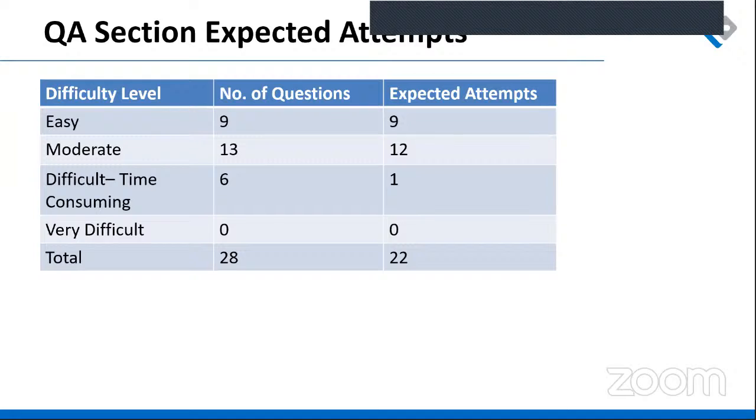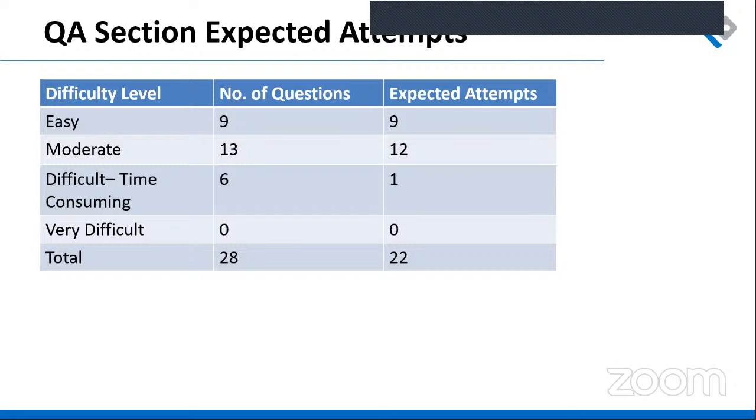Out of the 9 easy questions, I would expect all of you to have attempted the 9. Moderate, 13 questions. Maybe you missed out on one of them, so 12 should have been attempted. Of the 6 difficult, time-consuming questions, at least one should have been attempted. This gives a total of 22 attempts out of the 28. Maybe you could have attempted a little more if there were 60 minutes, but because of the 40 minutes, we are taking it as 22 attempts.